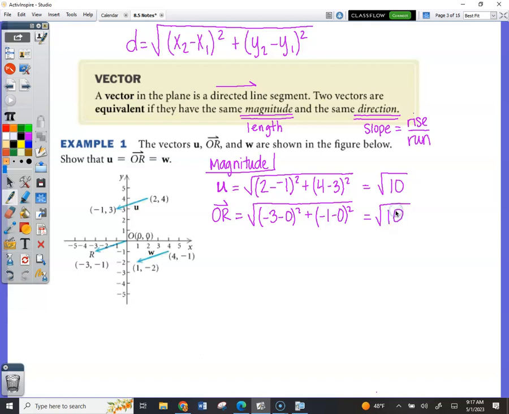When you go to your calculator and type that in, you should confirm that it is square root 10. Well, 10 in your calculator, but then on your paper it'll be square root 10. Now we're going to repeat with vector w.